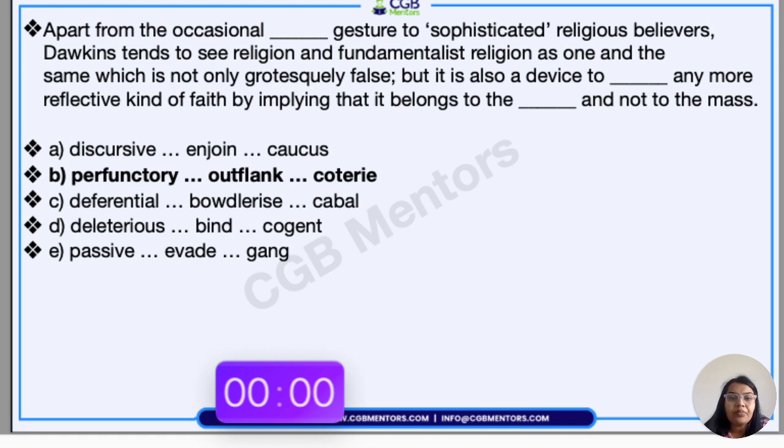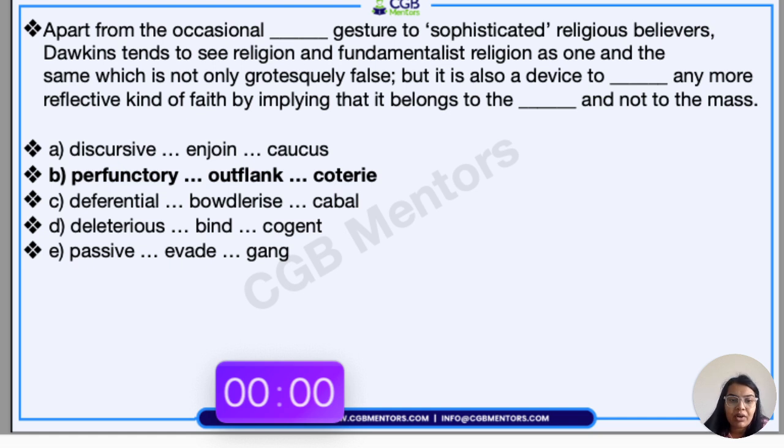किसी चीज को outflank करना is, understand this way, okay? It is to maneuver in some other direction, okay? किसी चीज को आप हटा रहे हो, okay? और स्पेशली अपने अपोजिट वाला जो भी ऑपोजिशन में है, so you are moving around the side of that person, ताकि अब वो misdirect हो जाए या दूसरे डायरेक्शन में चले. So outflanking any kind of faith by implying that it belongs to the coterie and not the mass.